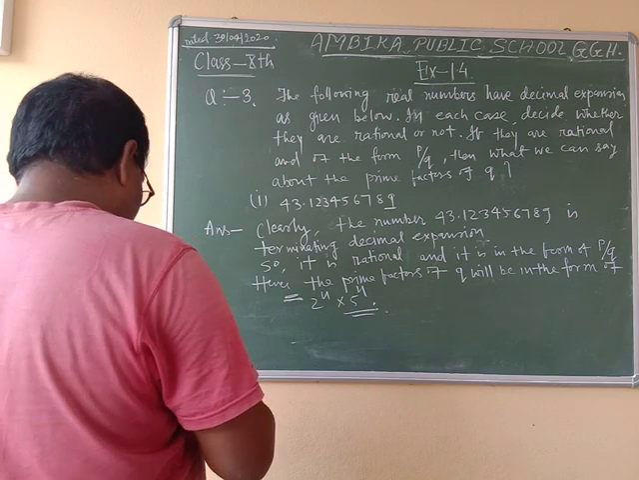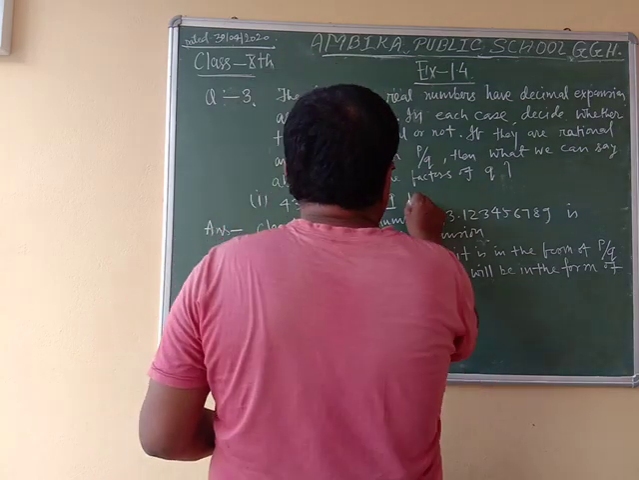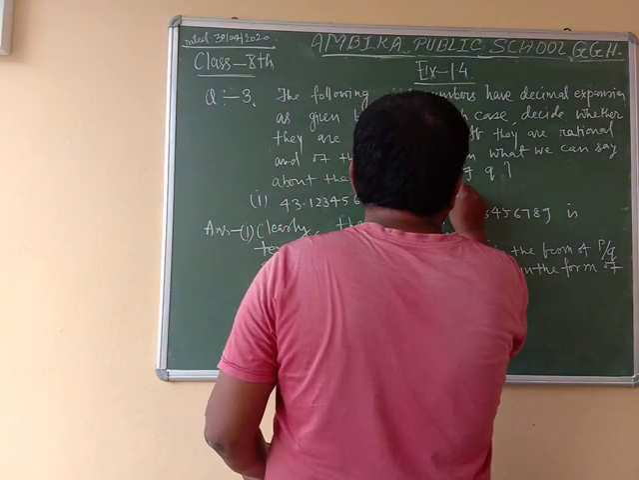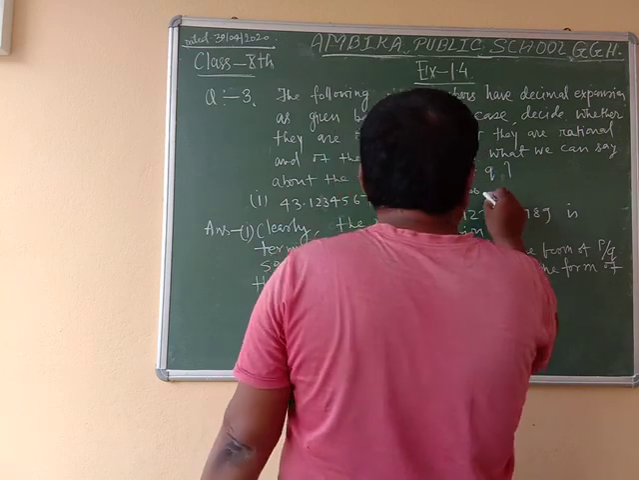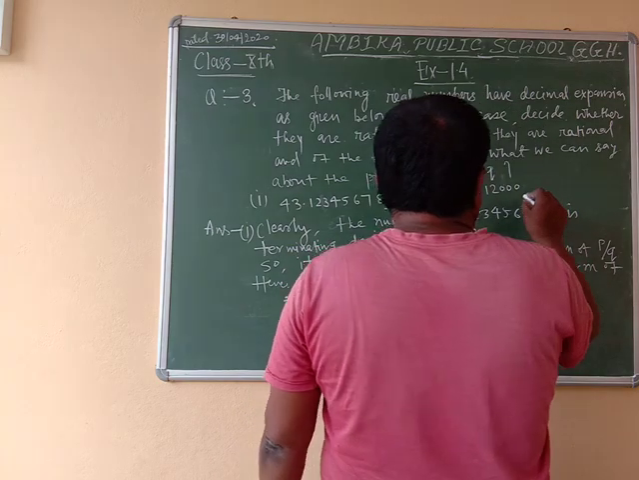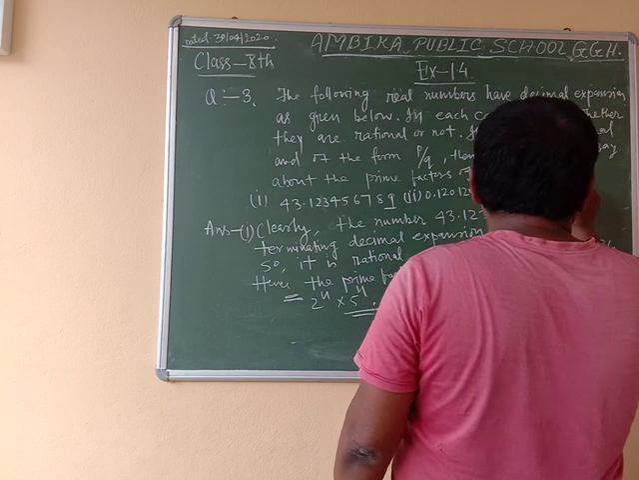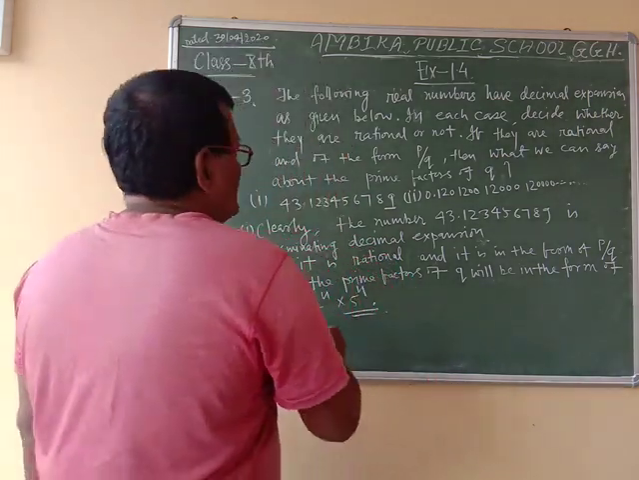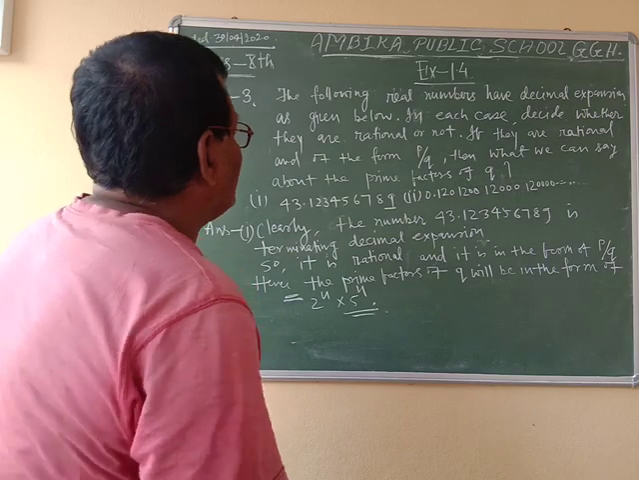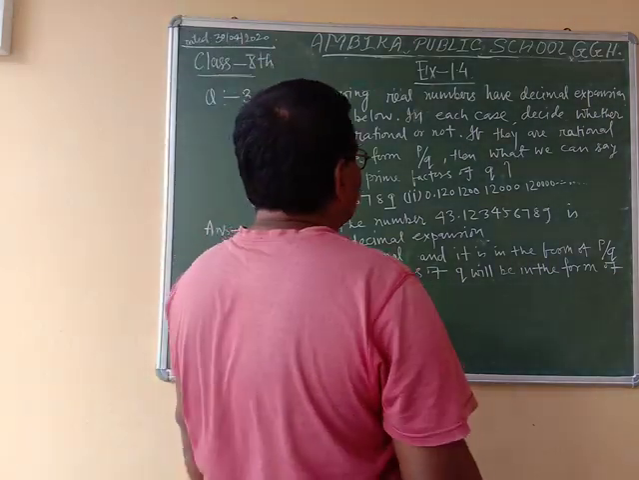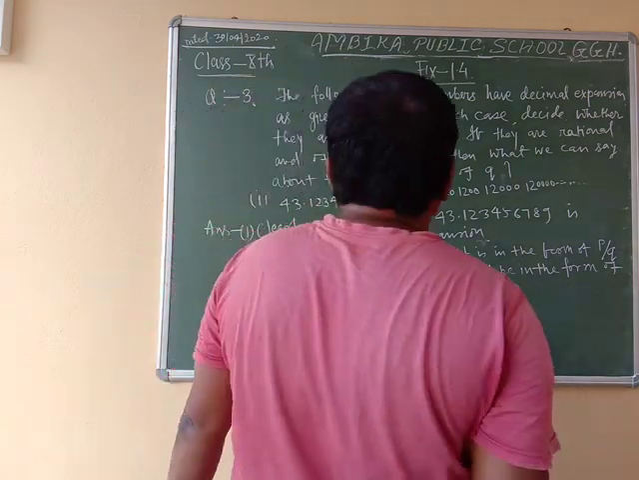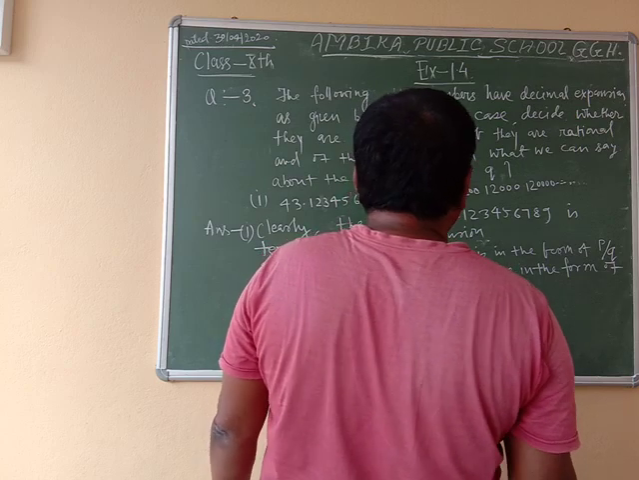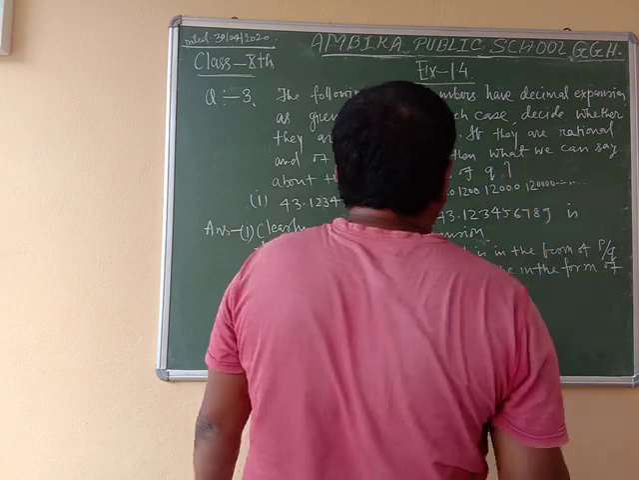The second real number is 0.120120012000120000... We have to show whether the given real number is rational or not, and if it is rational, then we have to show that the prime factors of Q will be in the form of 2 to the power n into 5 to the power n.